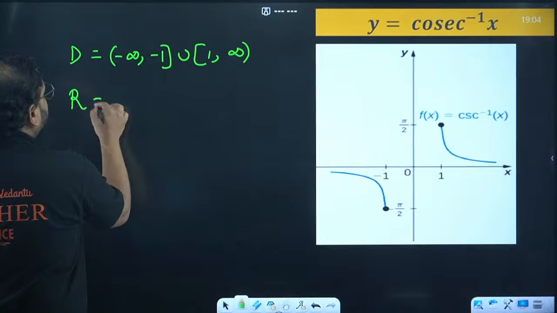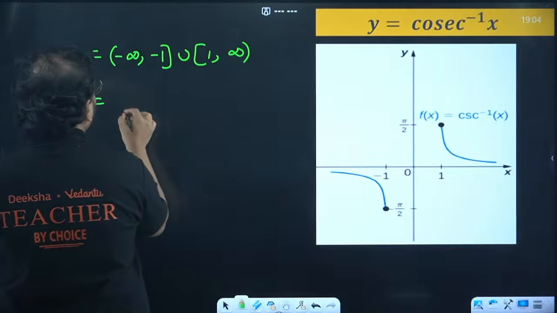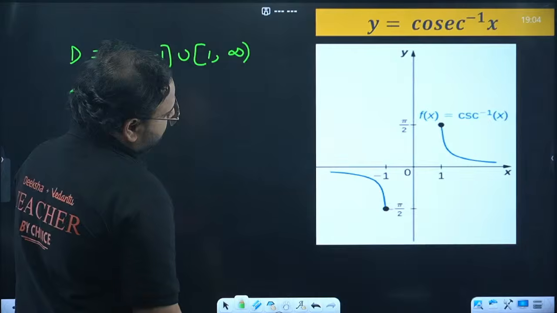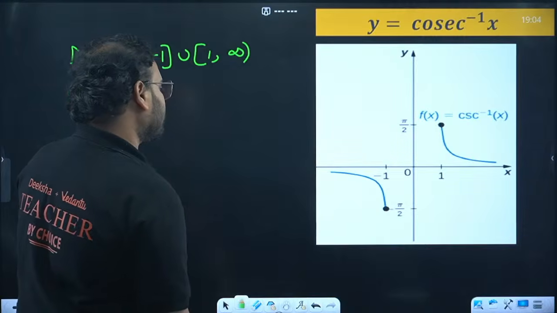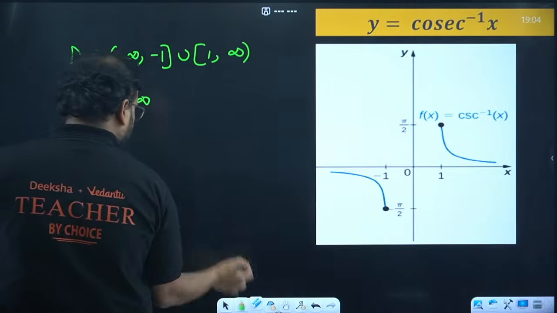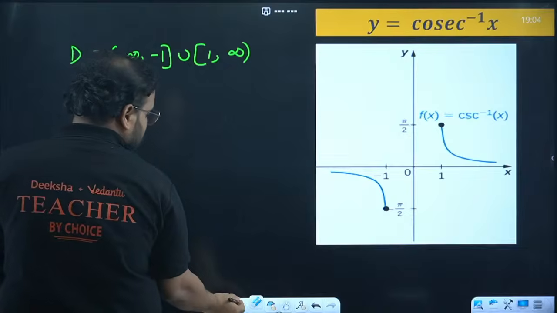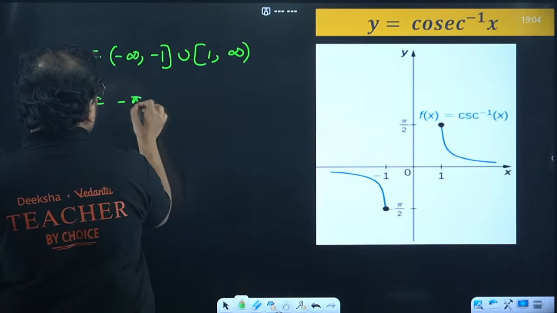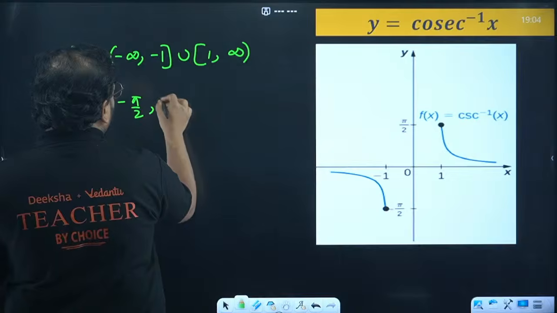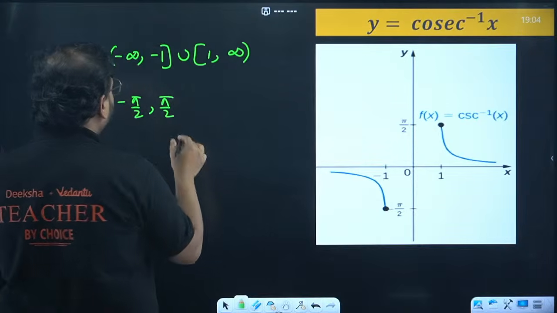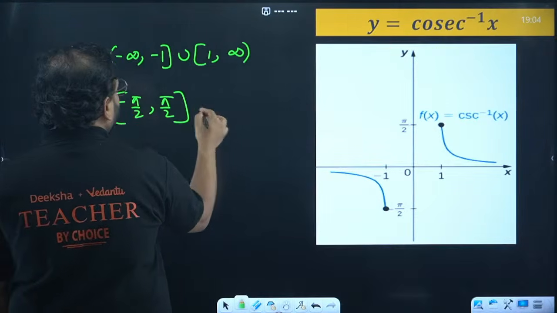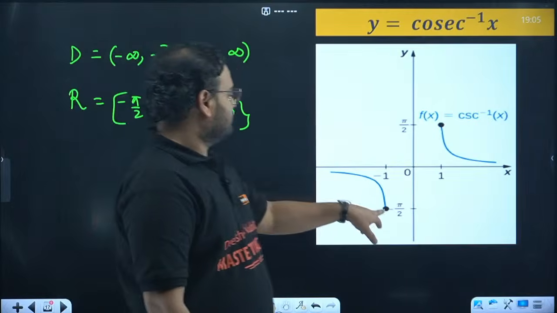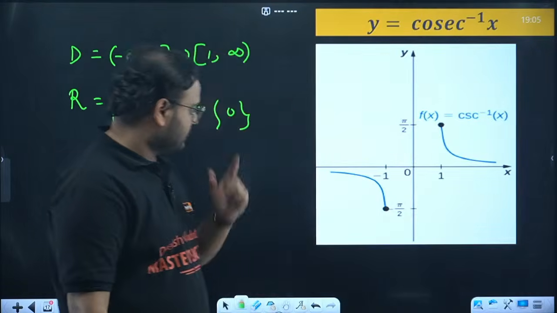What about range, guys? Same way, for range also we'll have minus infinity, range will be having minus pi by 2, not infinity, sorry. Minus pi by 2 to pi by 2, right? And from this, basically remove the value 0. From here to here, but 0 you have to remove, correct?